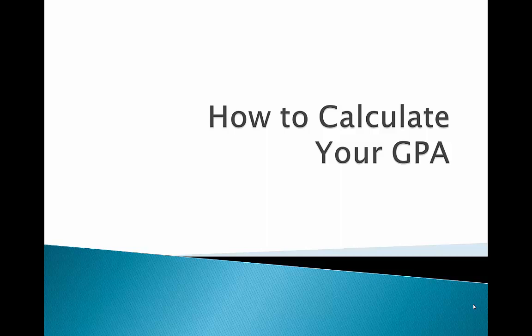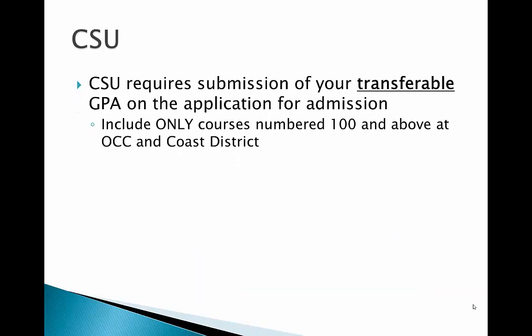To begin, it is important to distinguish the differences between the CSU and UC when calculating your GPA. The CSU application requires you to submit your transferable GPA on the application for admission. This includes only courses numbered 100 level and above at Orange Coast College. In fact, any Coast District course numbered 100 or above is considered CSU transferable.